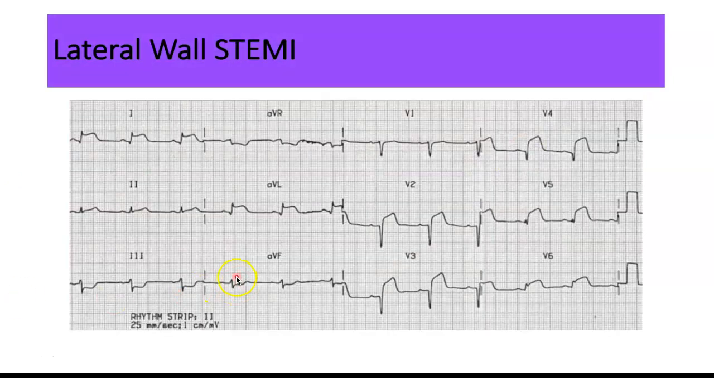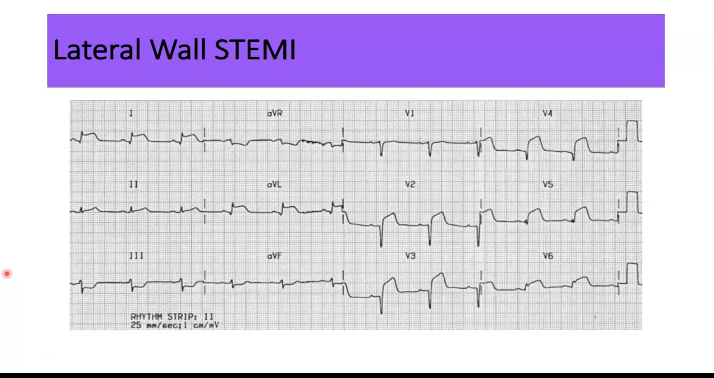Here's another example of a lateral STEMI that also involves the anterior wall. So this is an anterolateral, and again, lateral wall STEMIs do not typically occur in isolation. So an anterolateral STEMI is a large territory of infarction.